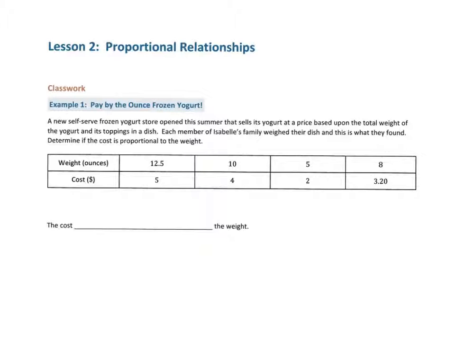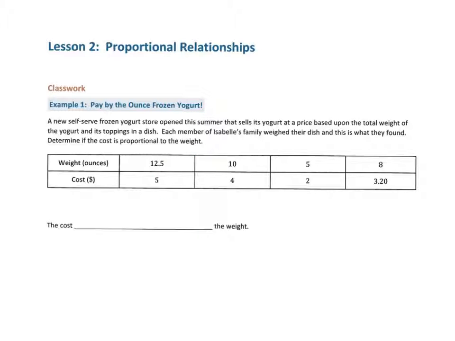So, example 1, pay by the ounce frozen yogurt. This is very similar to Orange Leaf, where you have to put everything in a container and then weigh it. A new self-service frozen yogurt store opened this summer that sells its yogurt at a price based on the total weight of the yogurt and its toppings in a dish. Each member of Isabel's family weighed their dishes, and this is what they found. So what we need to do is determine if the cost is proportional to the weight.